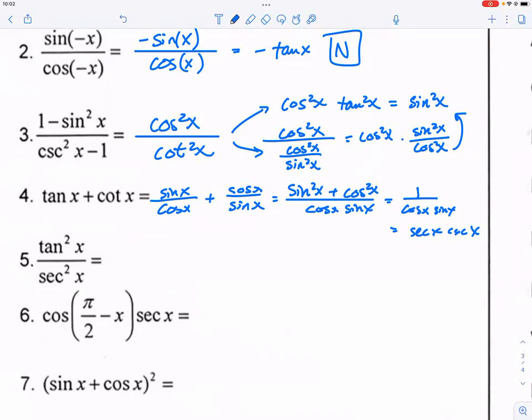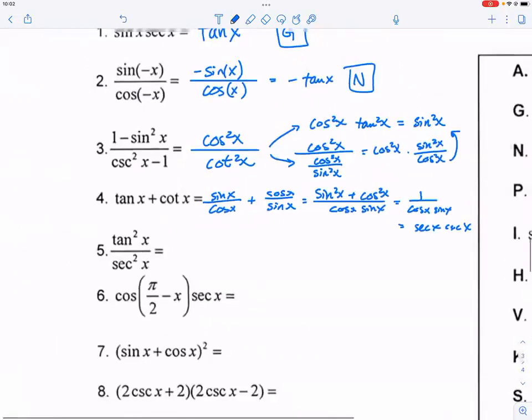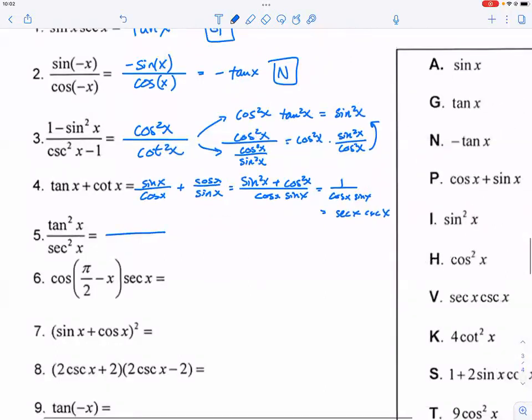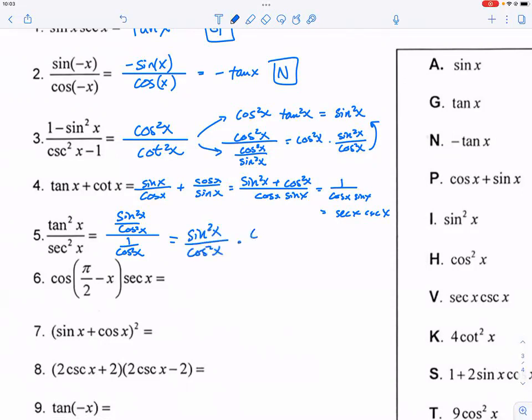For number 5, if I were you, I'm thinking about sine square x over cosine square x, and then 1 over cosine square x. So if I think about this as a complex fraction, that's how you know you do not change the tangent square x to secant square x minus 1.